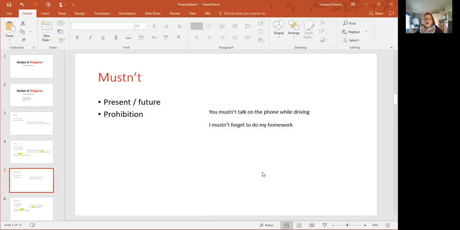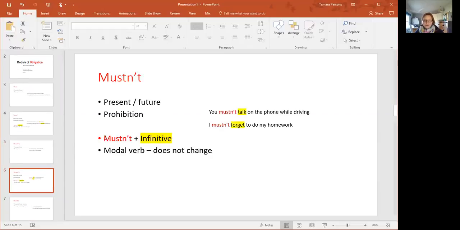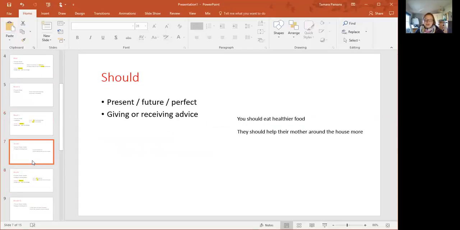I mustn't forget to do my homework. That's not a law, but your teacher will be very cross with you and you will fail your exam. When we say mustn't, this T in the middle, we don't pronounce it. So we just say mustn't. So again, it's a modal verb, so we form it with mustn't plus the infinitive. It's a modal verb, it doesn't change. It's the infinitive, it doesn't change. I mustn't forget, you mustn't forget, he, she, it mustn't forget. Okay, something that you should not do.